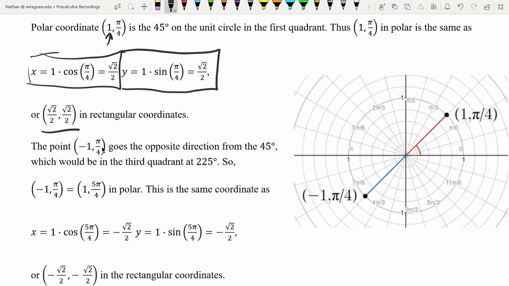So negative 1, pi over 4, instead of going forward from the pi over 4 angle, we're going to go backwards. And we're going to hit this point here. That's negative 1, pi over 4. So really, this is actually the angle 225.